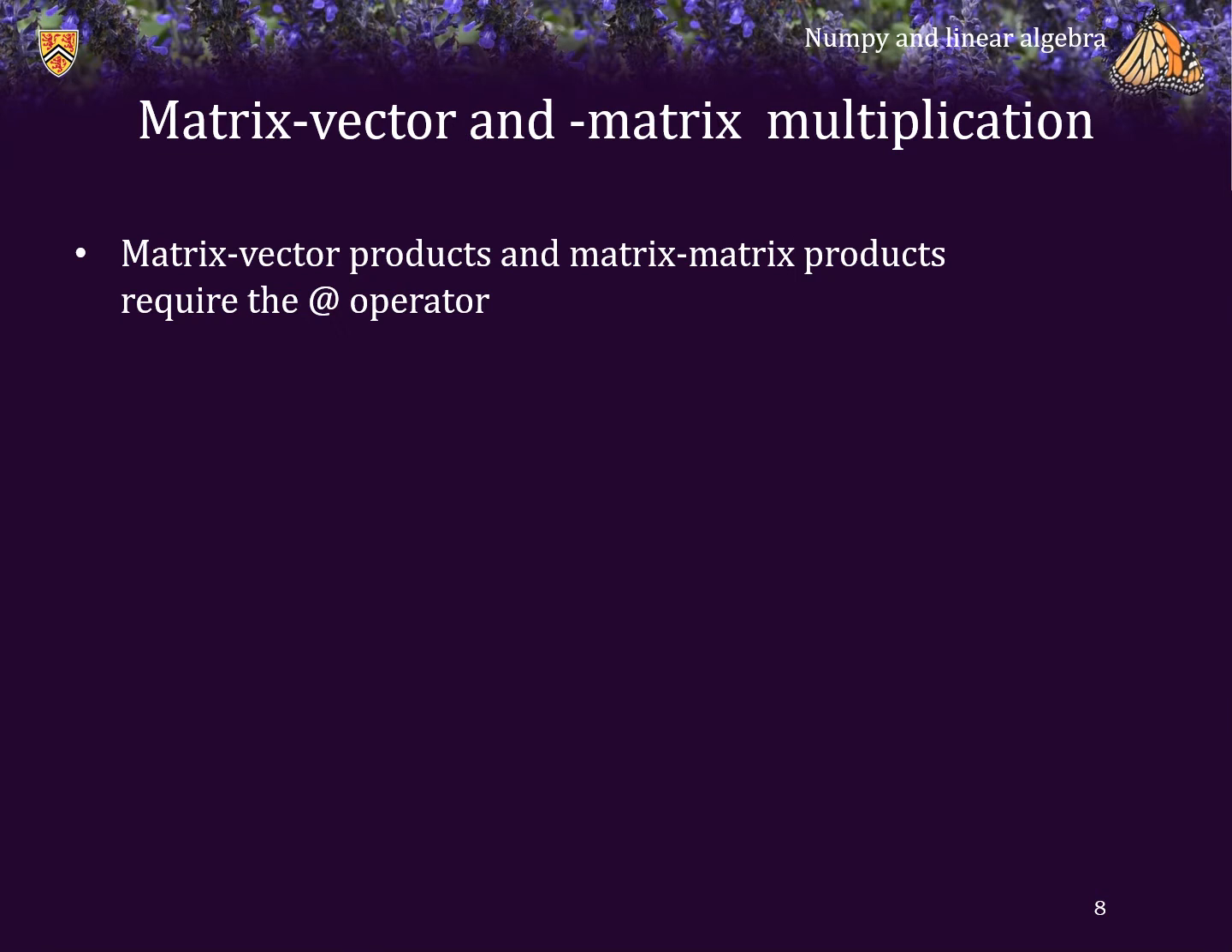Now, matrix vector products and matrix products require the use of the at operator. And this does look a little bit odd if you haven't used Python as much. So if we want to multiply the matrix A by the vector u, again, we just perform A at u. And now the output is going to be a vector, and you can check yourself that this is indeed the product of the matrix A times the vector u.